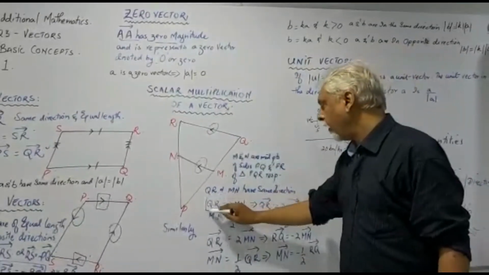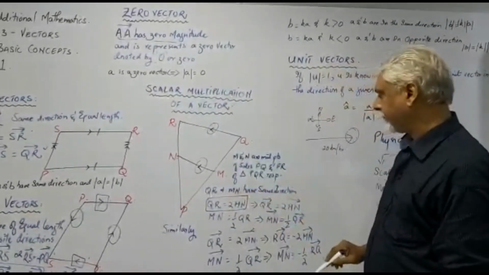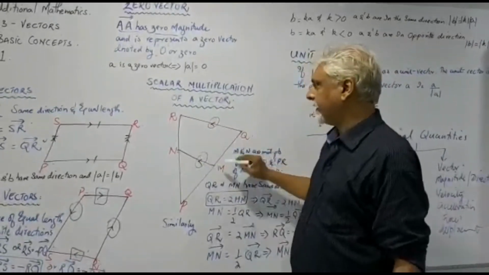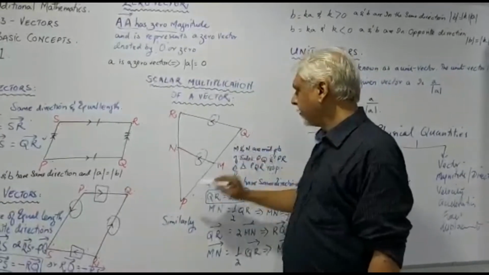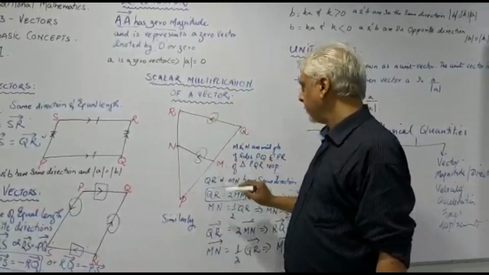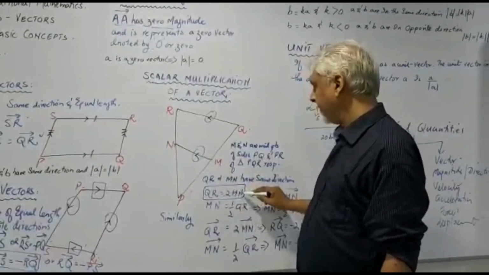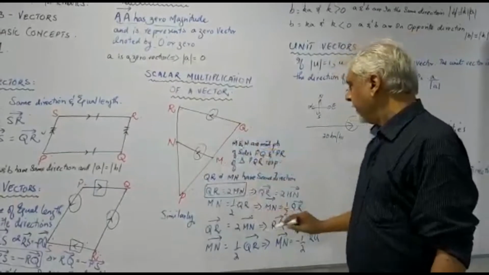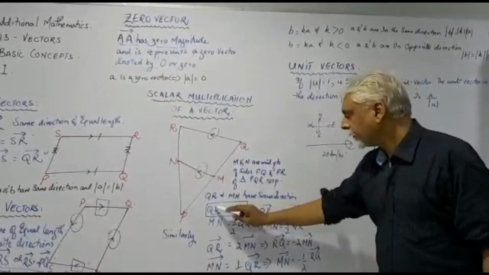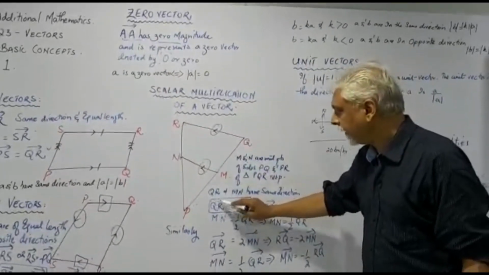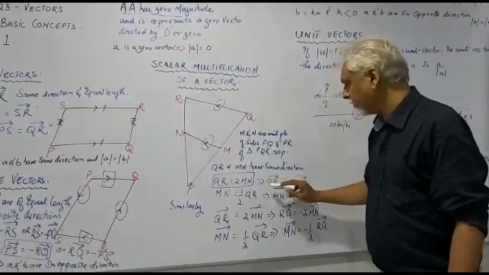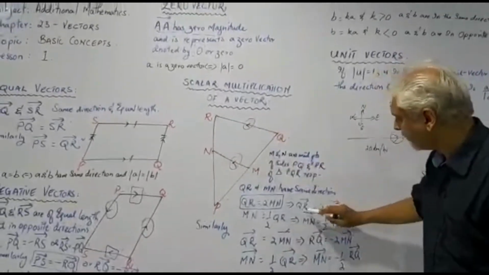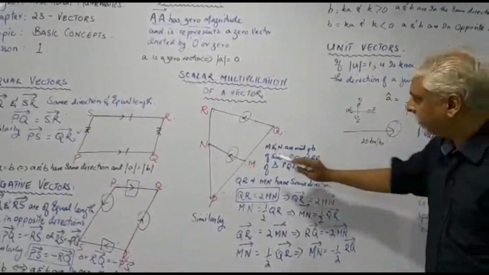So what do you have? QR is equal to 2MN. Twice, because M is the midpoint of PQ and N is the midpoint of PR. So QR is equal to 2 times MN. Twice of MN will give you this QR. Here, as you can see, I have not indicated any line, so it's the magnitude basically we are talking about. Here it has direction, Q towards R. You can see the direction over here? QR is equal to 2MN.